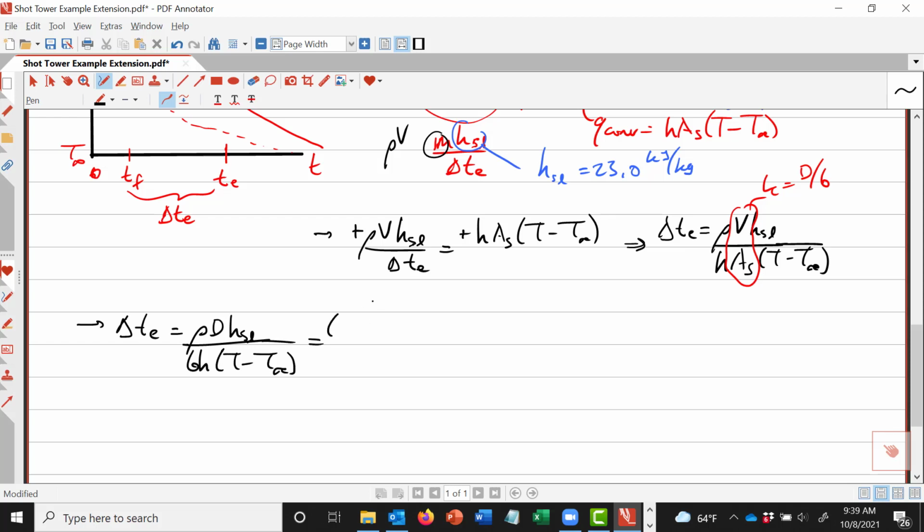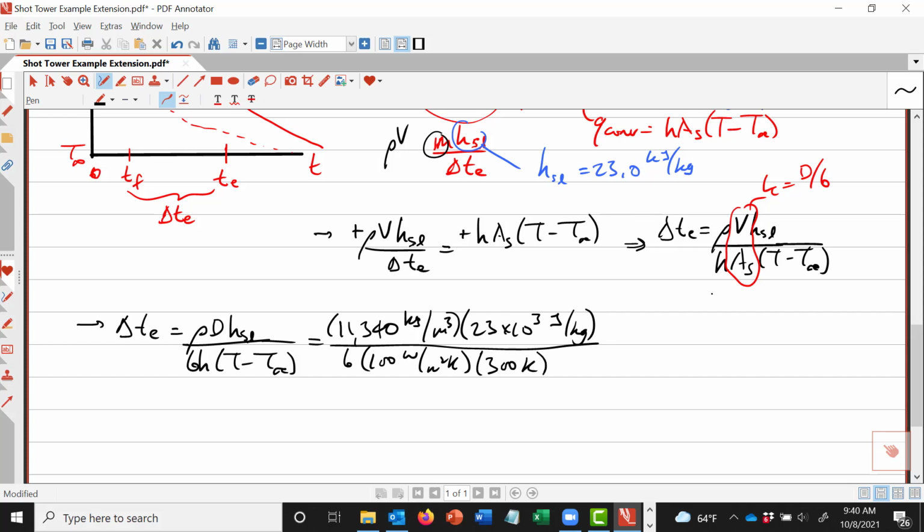Plug in some numbers here. It'll be 11,340 kilograms per cubic meter. We know the value of h sub SL is 23 kilojoules per kilogram, so we'll account for that. It'll be 23 times 10 to the third joules per kilogram, so make sure everything's in base SI, or else you're going to get yourself in trouble with the units. 6h is again 100 watts per square meter Kelvin, and then the difference between T and T infinity is 600 Kelvin minus 300 Kelvin, which is 300 Kelvin. And what you get is 1.45 seconds. So this is how long it takes for it to solidify.